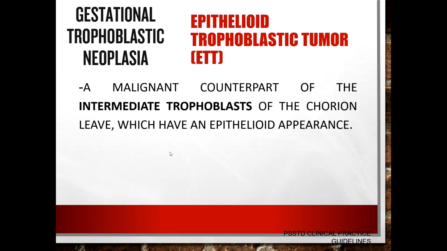Now let's go to the last type of GTN, the epithelioid trophoblastic tumor. This is composed of malignant trophoblasts with differentiation towards the intermediate trophoblast of the chorion laeve and is distinct from choriocarcinoma and PSTT. There are 94 reported cases of ETT in the literature.